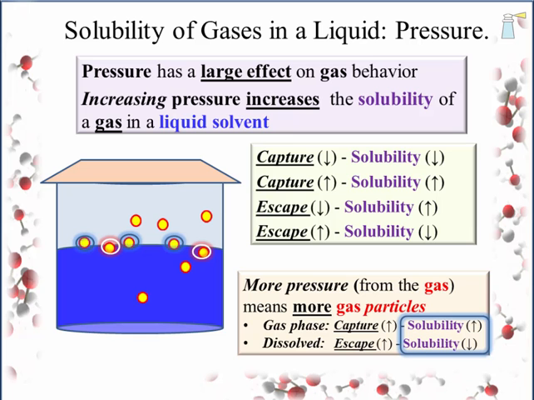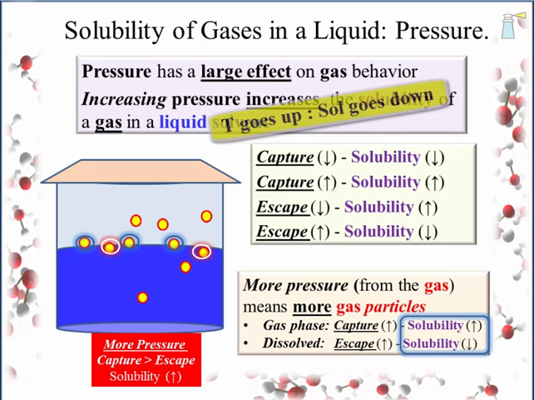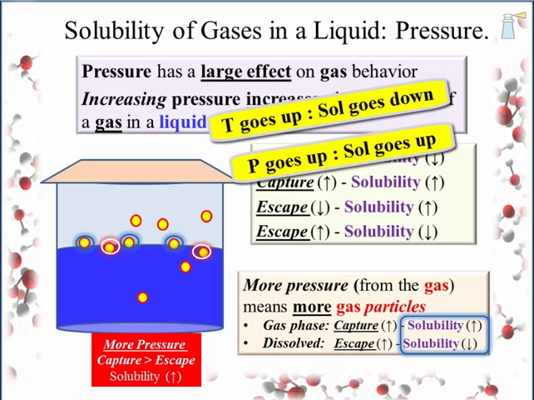What gives? When the pressure increases, it means more particles in the gas phase and the dissolved phase, but there are many more particles in the gas phase. So there are more captures than escapes, resulting in a net flow into the solution and a net increase in solubility. When dealing with the solubility of gases in liquids, an increase of temperature decreases solubility, and an increase in pressure increases solubility.